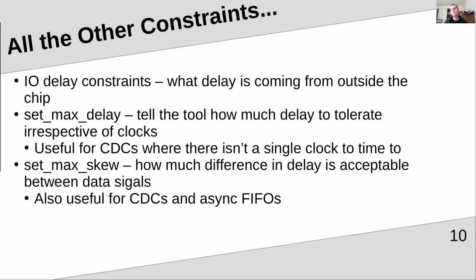Also set max delay, which is often used for clock domain crossings. When you have two asynchronous clocks, you need to explicitly tell the tool, hey, make sure this signal propagates in less than X nanoseconds, not clock cycles, nanoseconds, because the clocks are asynchronous. And when you're dealing with two asynchronous clocks, the concept of a clock cycle is sort of meaningless.